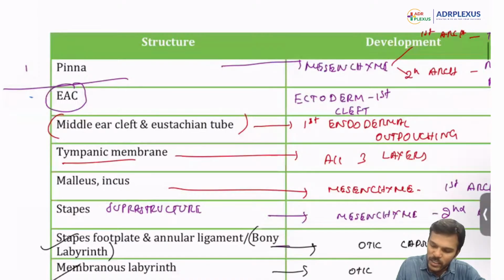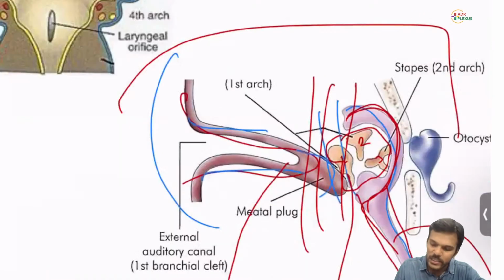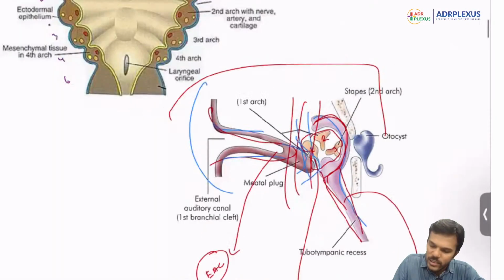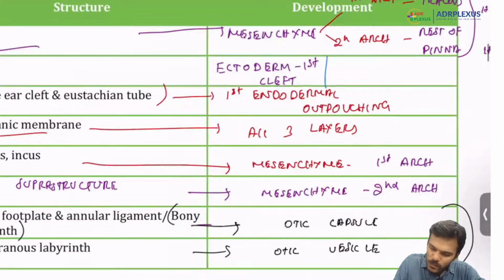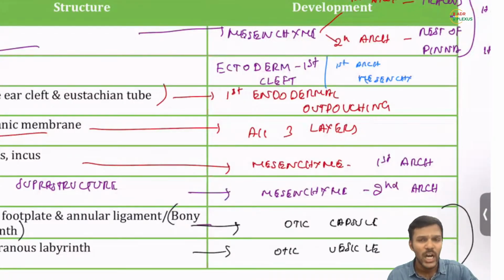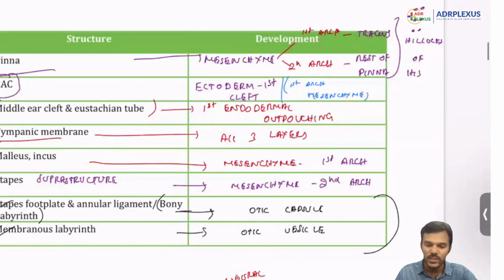Now the latest advancement, external auditory canal. Some are saying that the ectodermal cleft not only contributes to the external auditory canal, this mesenchyme itself contributes to it. So first arch mesenchyme also contributes to the external auditory canal. This latest advancement is given in a few of the anatomy books, not updated in ENT books. Understood? Answer for this question is 1.